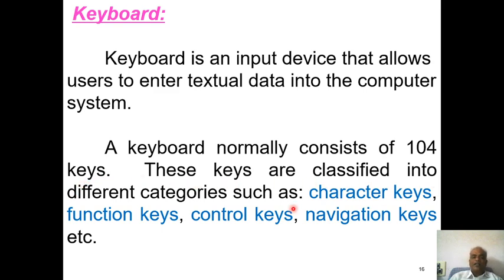These keys are classified into different categories such as character keys, function keys, control keys, navigation keys. So there are different categories of keys available in the keyboard, mainly character keys, A to Z, function keys, control keys, navigation keys like arrow marks, up arrow, down arrow, side arrow, etc. All those are the different keys.